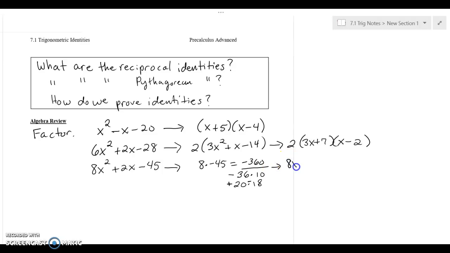So you're going to rewrite the first term. And you're going to write these two terms. Basically, you're splitting the middle term into positive 20x minus 18x minus 45. Now to complete this problem, you're going to do a process known as factor by grouping. You're going to group the first two terms, and you're going to group the last two terms. So the first two terms, you're going to factor out the greatest common factor of 4x. The last two terms, you're going to factor out a negative 9.